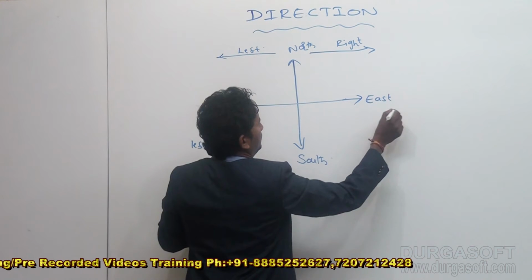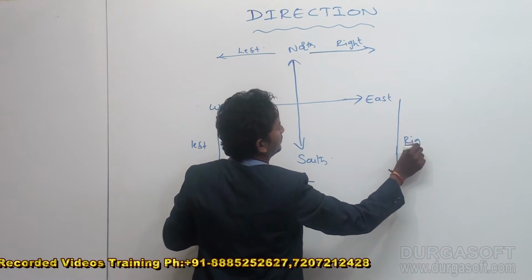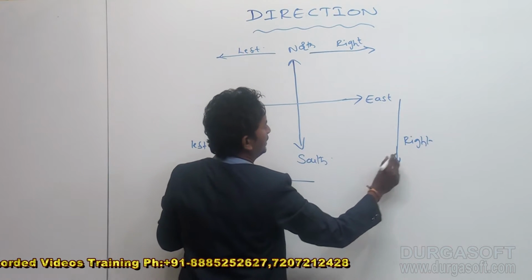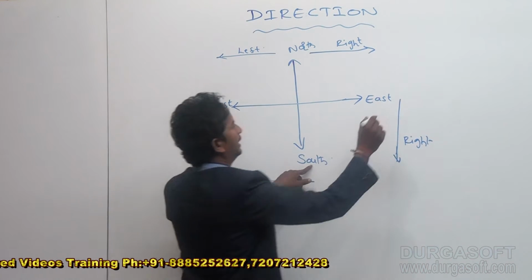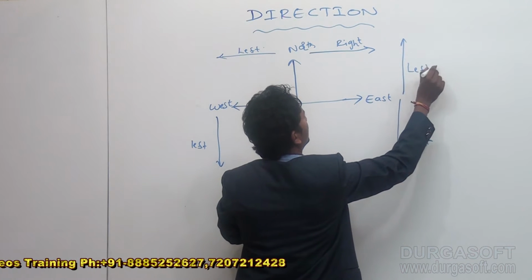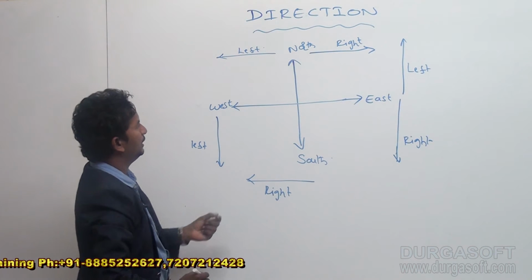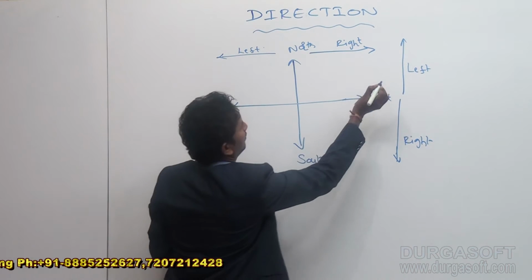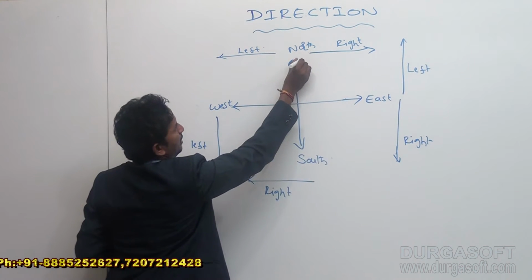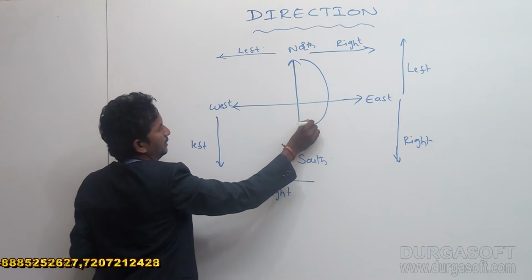Now see, I am taking this as the right. East right, now it will come in the south. Again east left, now it will come in the north. Now in this direction, I am drawing like this.